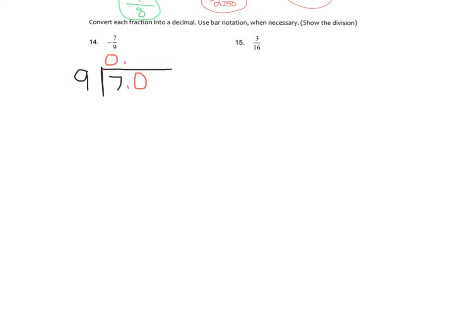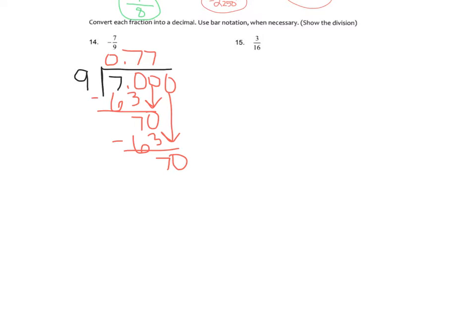Can 9 go into 70? Of course. 7 times, which is 63. Subtract, we get a 7. Bring down another 0. Can 9 go into 70? Of course. 7 times, 63. That's 7. Bring down another 0.